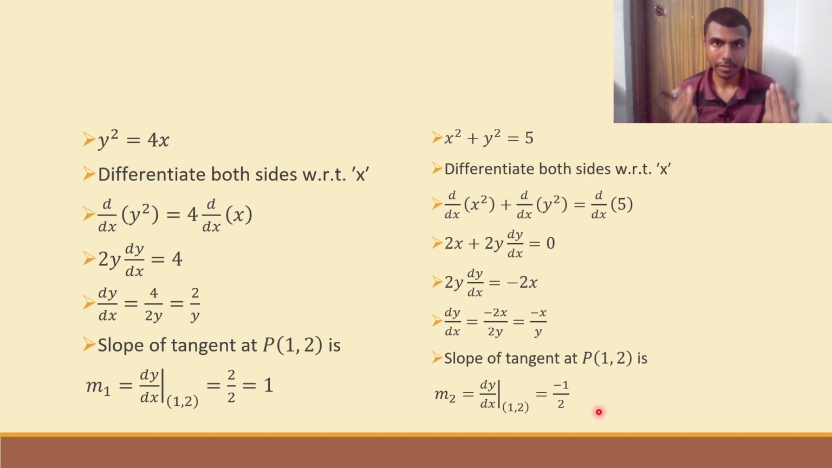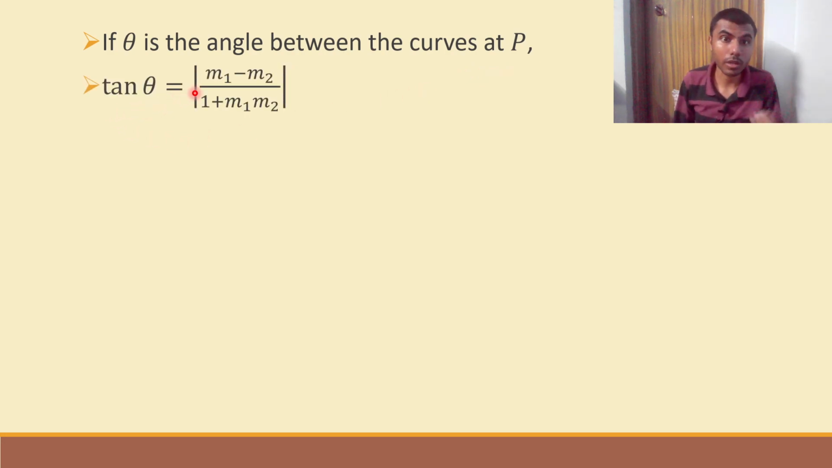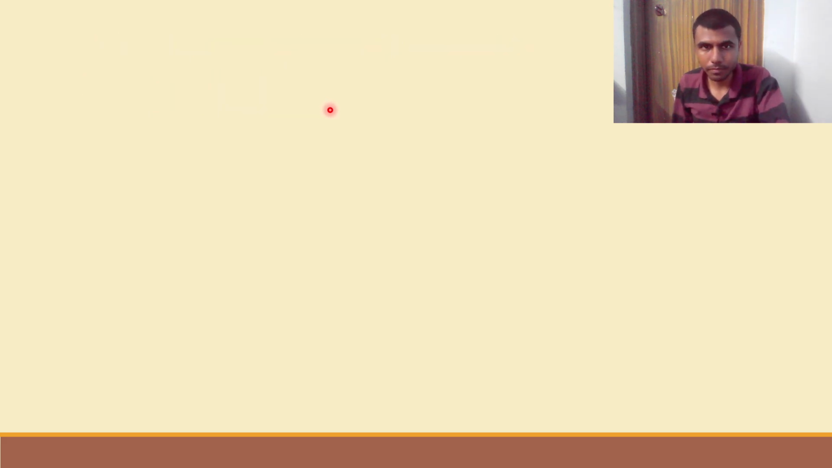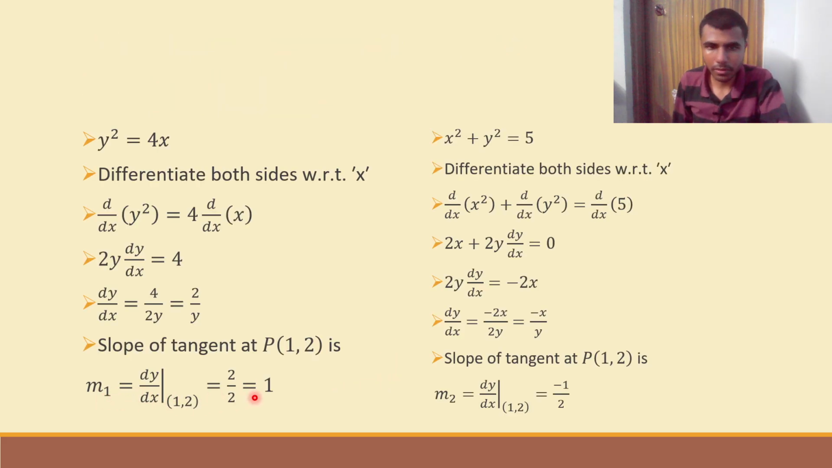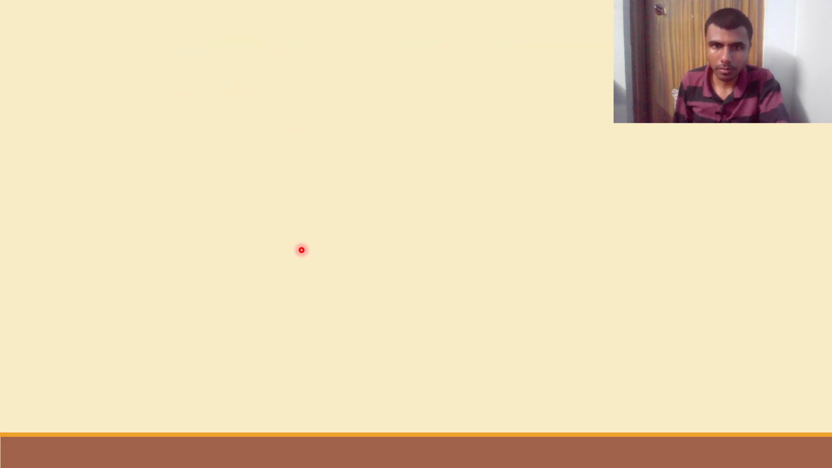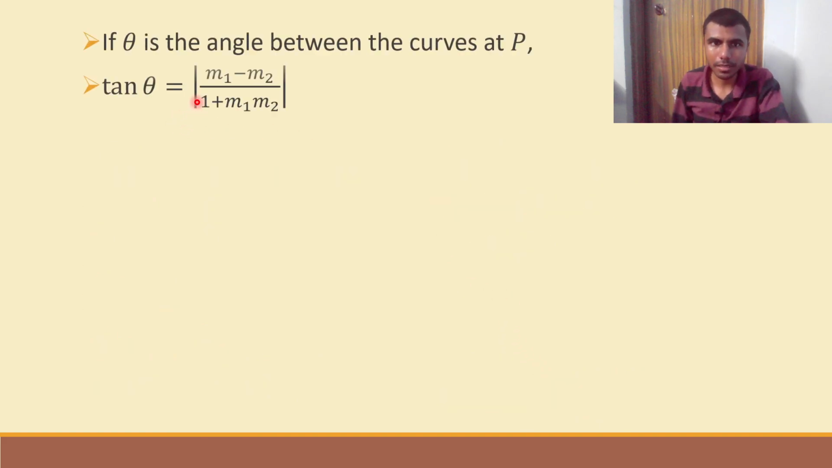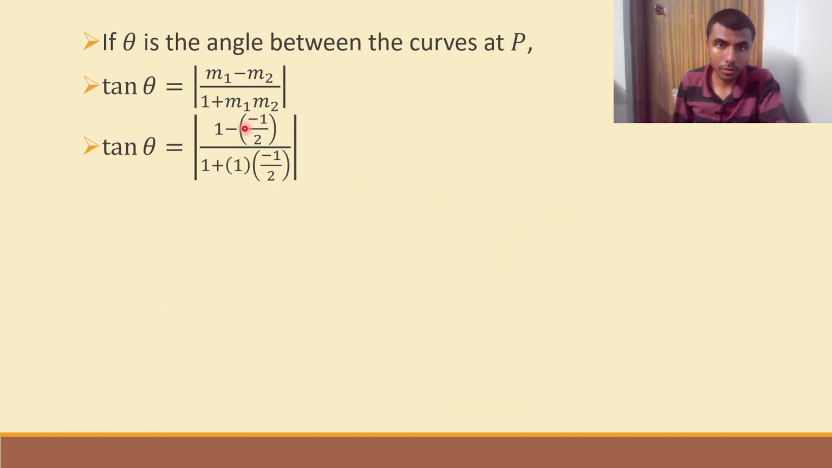The next thing that is left is to find out the angle between the tangents. The formula is, if theta is the angle between the curves at P, then tan theta is nothing but mod m1 minus m2 by 1 plus m1 m2. We already know m1, we already know m2. m1 is 1, m2 is minus 1 by 2. So just substitute, some basic calculation. So I'm using brackets, so please check how I'm using brackets.